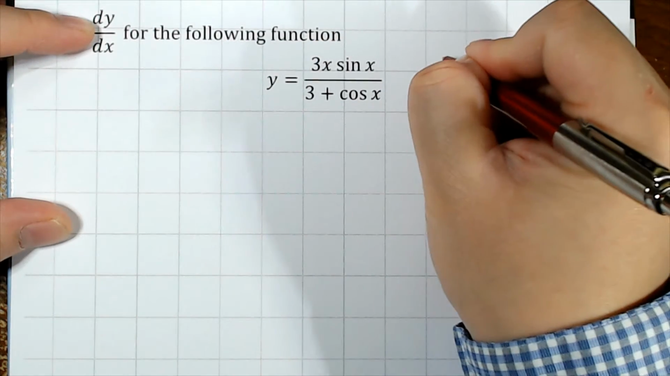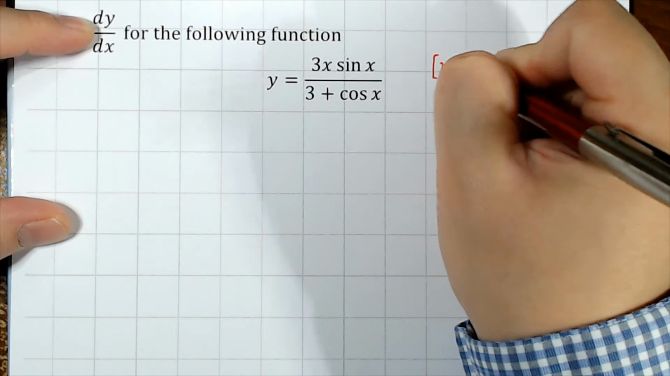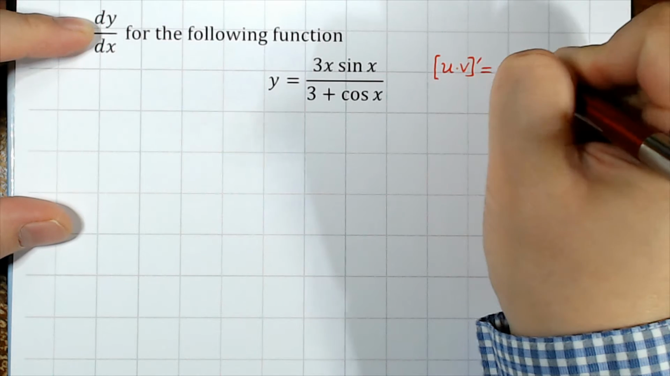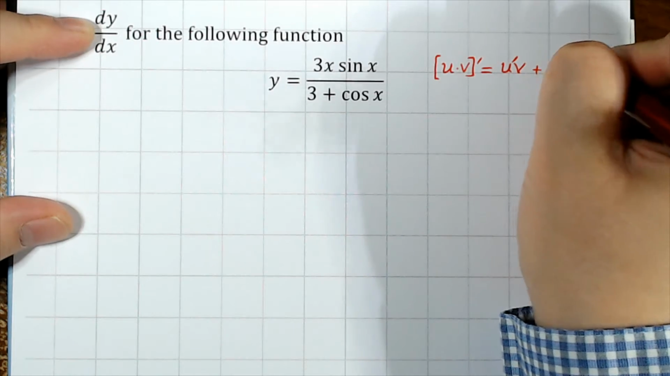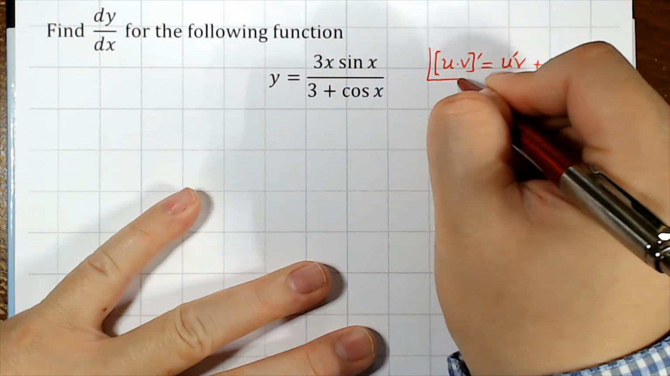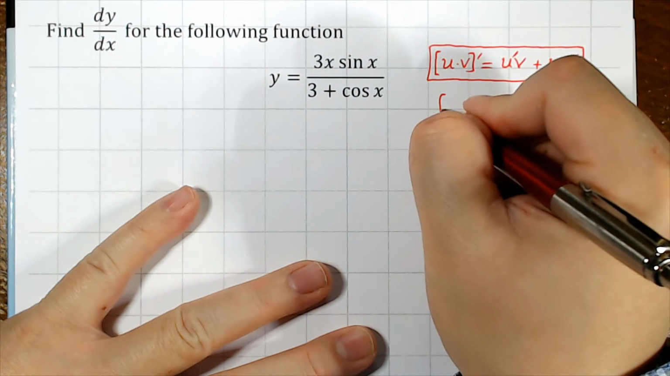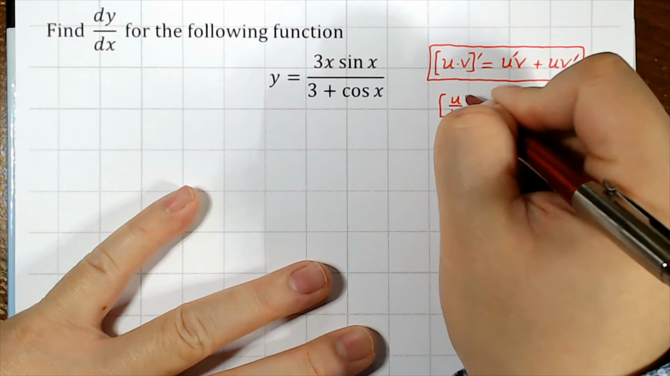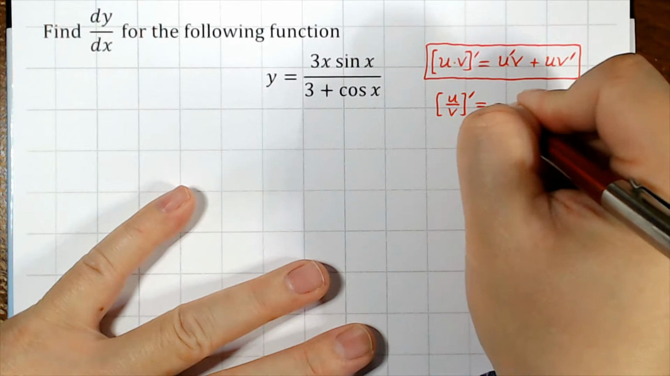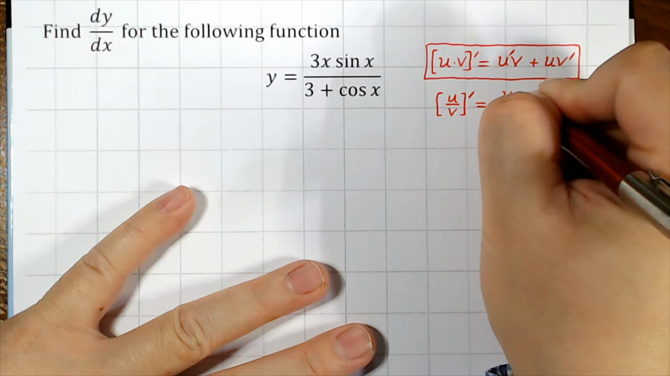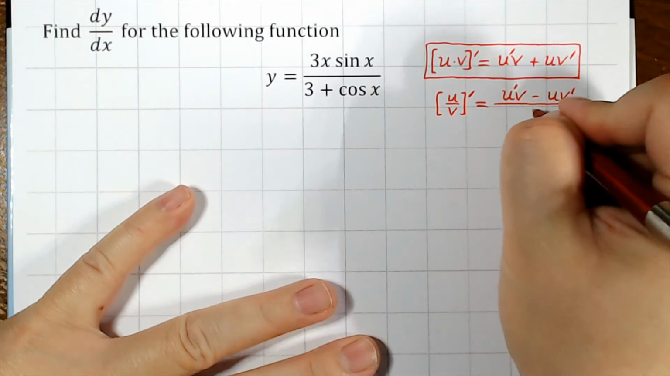So I'm going to put here a product rule, a derivative of a product: u'v plus uv', derivative of the first, then derivative of the second. And then we have a derivative of a quotient: u'v minus uv', derivative of the first, derivative of the second, over v squared.